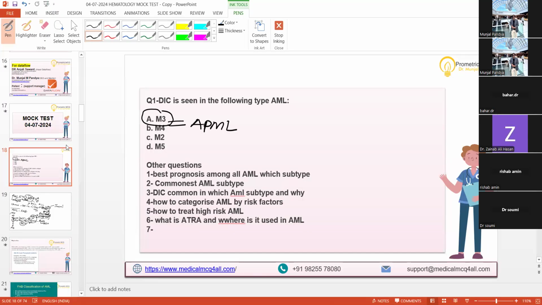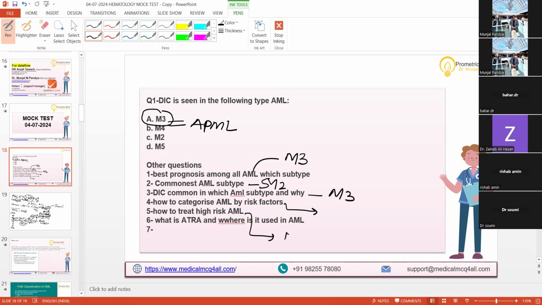Questions, right? So best prognosis among all AML is what? Best prognosis is M3. This is the answer. Commonest form of subtype is M2, right? DIC common in which AML? M3, right? How to categorize AML by risk factor? We will see it. How to treat the high risk AML? That we will see it.